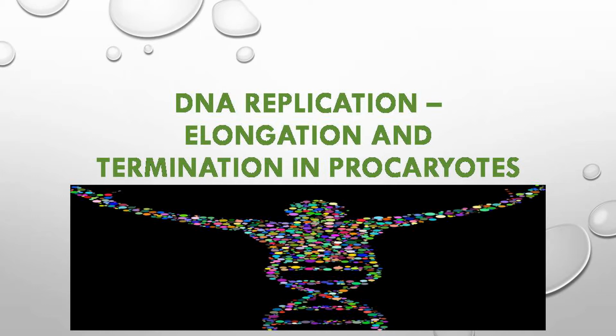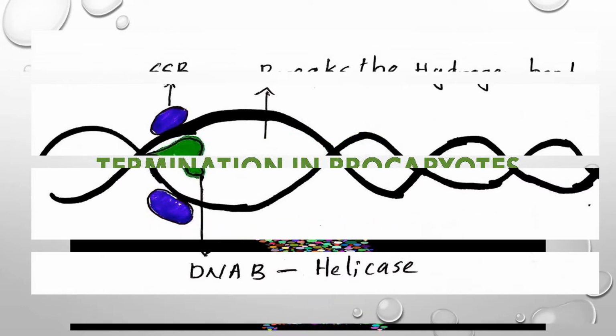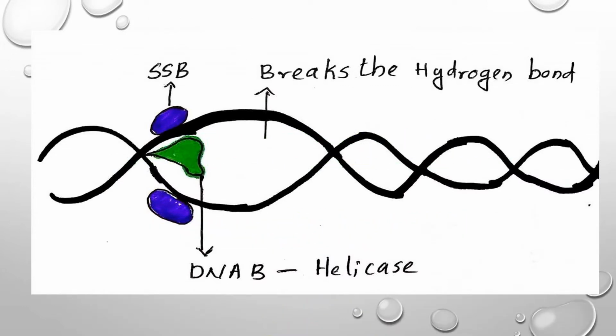Before we go into the elongation part, we can go through the initiation. Initiation starts from a specific site, that is the origin site, consisting of 13-mer sequences and 9-mer sequences. DnaA protein binds to the 9-mer sequences, what will happen? Yes, it will unwind with the help of the helicase enzyme. You can see in this picture that the helicase enzyme unwinds the DNA by breaking the hydrogen bonds. Again, I will remind you, DnaB is the helicase.